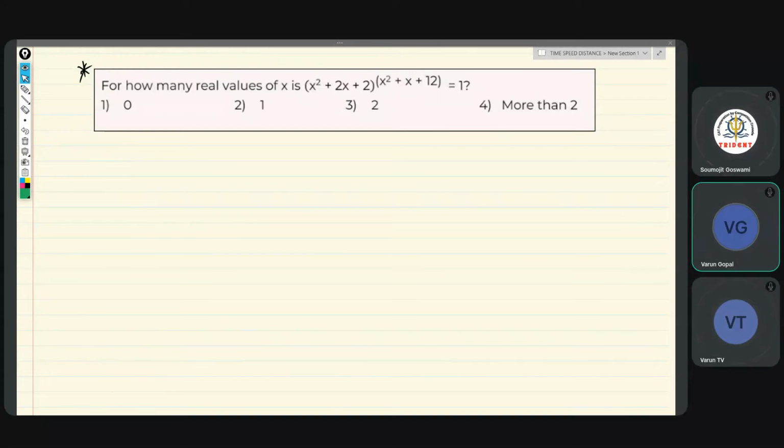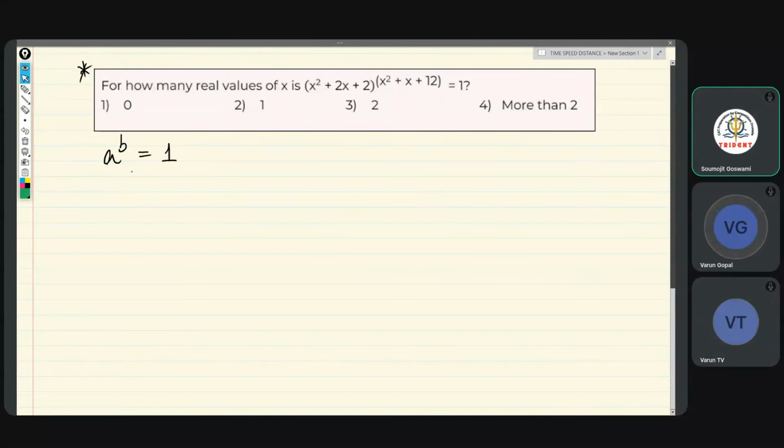Okay. I am really happy that you guys are thinking in the right direction. So basically, this is what you did. A raised to B is equal to one. This is something that is in the question. Something raised to the power something has to be one. So what are the cases?